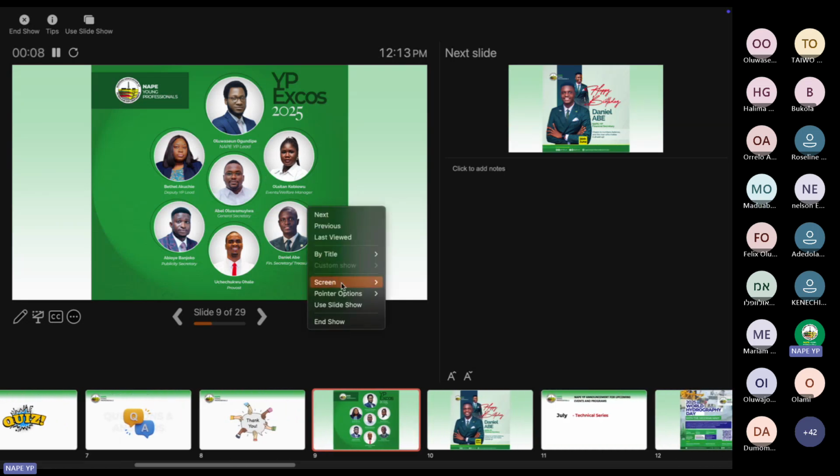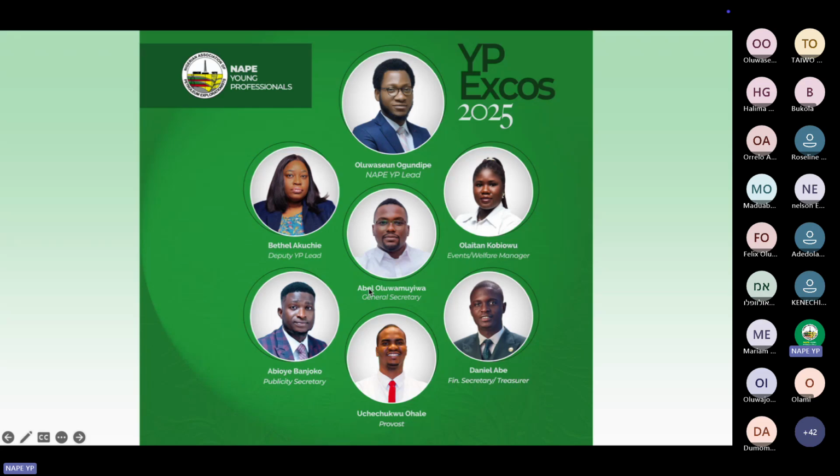As you all know, meet your ESCO. These are the YP ESCOs: Mr. Shemun that just finished speaking, Ms. Bethel Akuche, Lighton, Abel, General Secretary, Uche Owali, which is Provost, Daniel Abe, the Financial Secretary/Treasurer, and myself, Abioye Banjo, Publicity Secretary. Nice to have you guys here today.